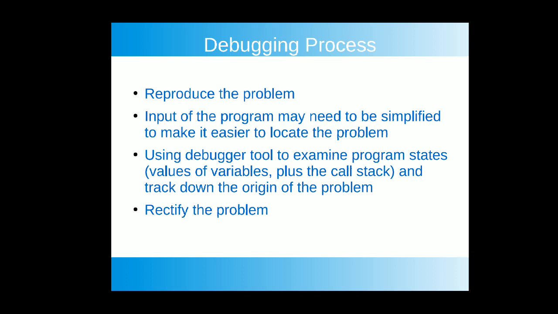The third step of the debugging process is to simplify the problematic input and problematic conditions. This simplification of the input helps to make it easier to locate the problem. The next step is to examine the internal program state by using a debugger tool and track down the problem. Using a debugger tool, it is possible to examine the internal variables and code stack of the software. And the final step of the debugging process is the rectification of the problem. Here the developer will rectify the problem by modifying the source code.